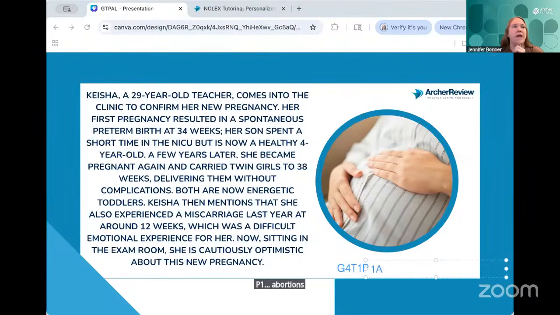Abortions. How many count in the abortion column? So she had the 12 week miscarriage. And living. How many does she have living? So spontaneous preterm birth, so that's one. And then she had twin girls. So that is L3. So G4 T1 P1 A1 L3. If you got that correct, you are getting it. Nice job. I know that one's a little complicated.